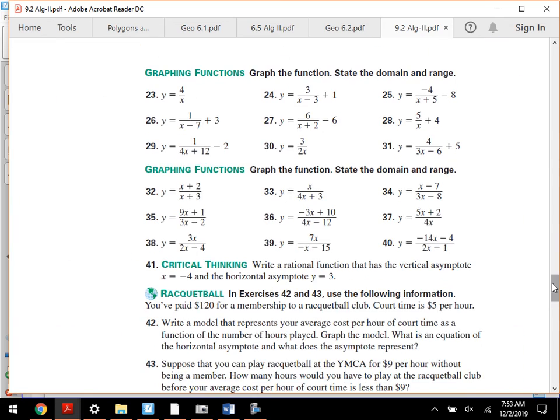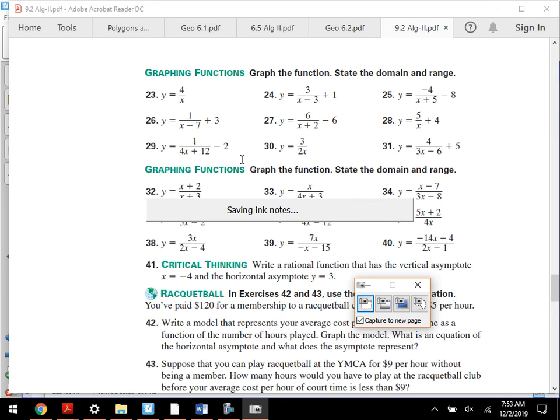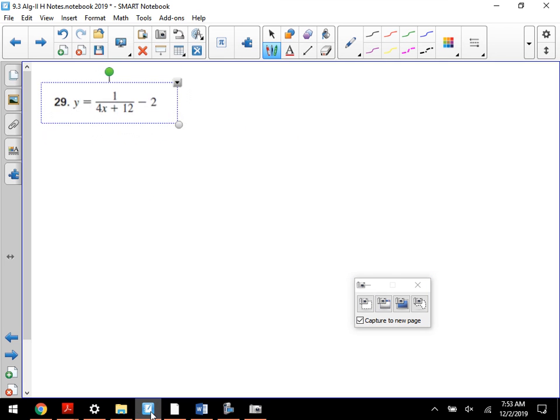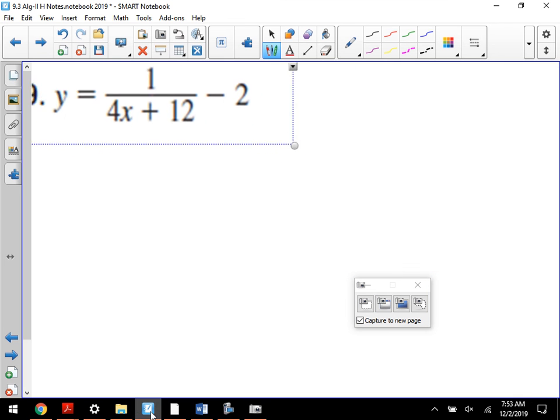So, for example, let's just do a couple of these real quick, just to remind ourselves. Just a quick walkthrough to remind ourselves of how this looked.